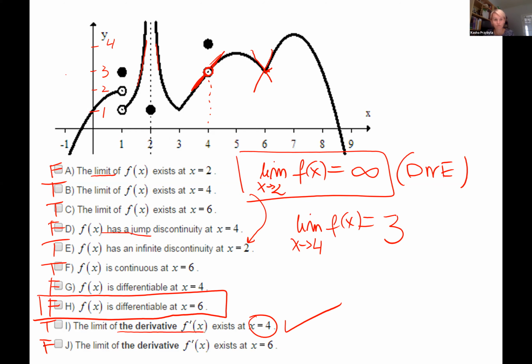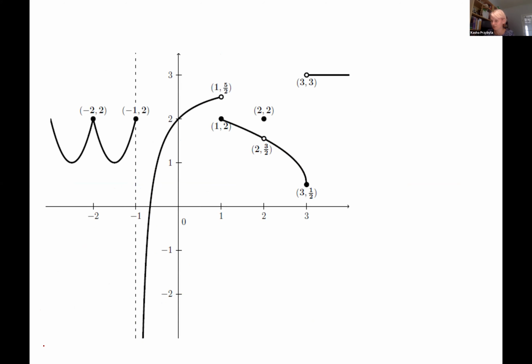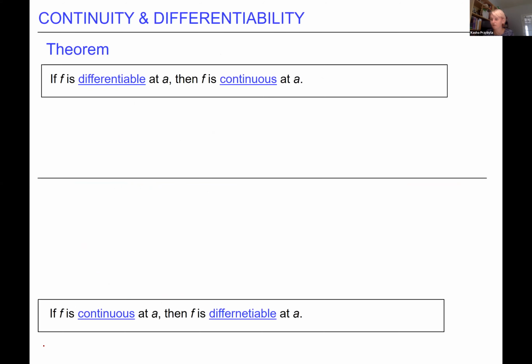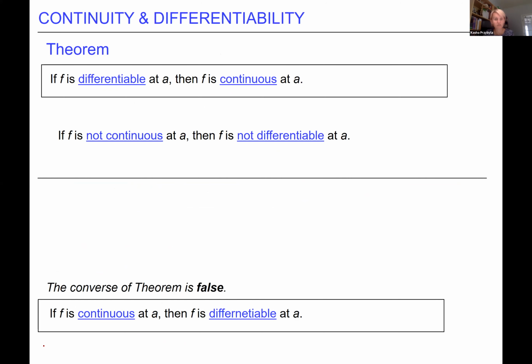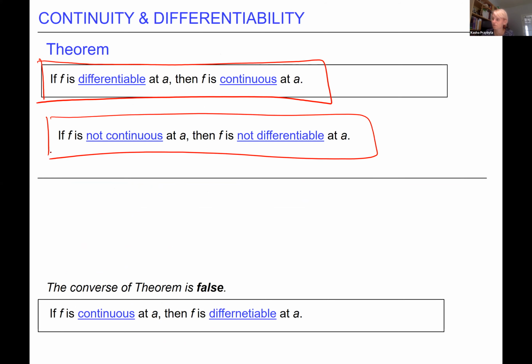Okay, we're almost done with chapter 1, but let's see what I have. We will skip this graph because I was going to ask the same question. Yeah, this is important. It's also connecting continuity and derivatives. Please remember, if a function is differentiable, it is always continuous, always. If it's not continuous, it's not differentiable. That's true. This is a false statement: if we have continuity, we may not have a derivative.